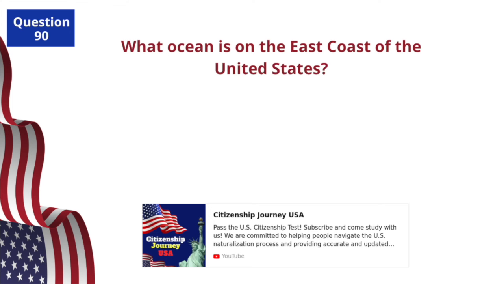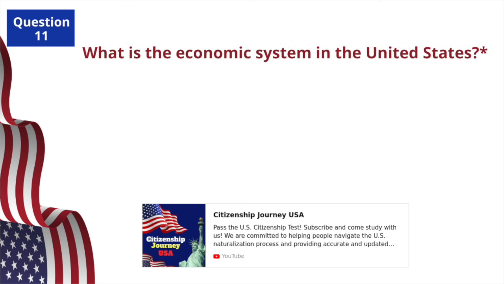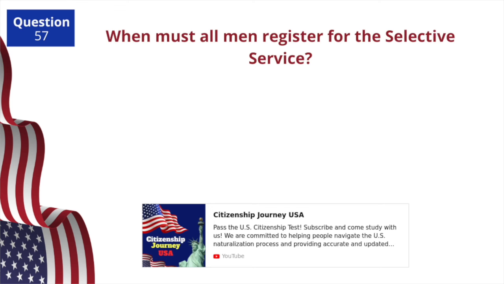What ocean is on the east coast of the United States? Atlantic Ocean. What is the economic system in the United States? Market economy. When must all men register for the Selective Service? At age 18.